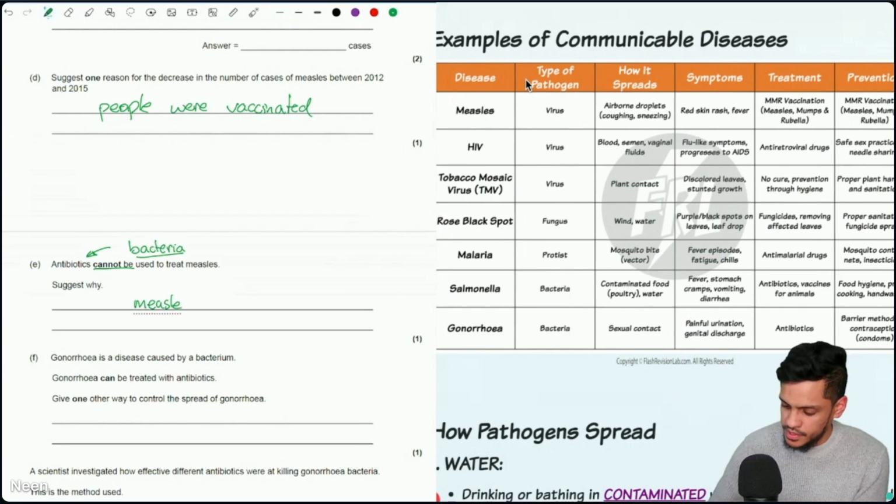How many marks is it? 1 mark. Yeah, you can just say measles is caused by a virus.